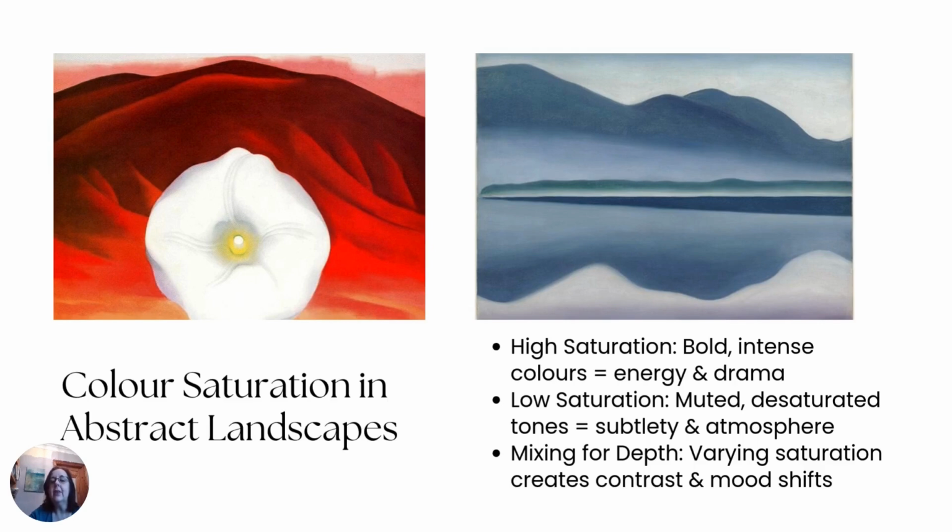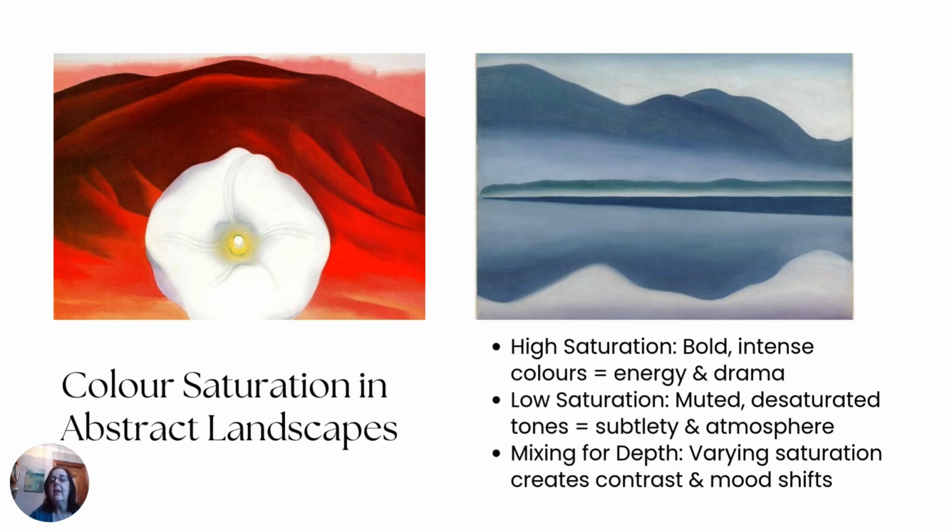Highly saturated colours, like bold reds, bright yellows and vibrant blues bring energy, excitement, and impact. They demand attention. In contrast, desaturated colours like soft greys, dusty blues, and muted earth tones bring a sense of subtlety, calm, or even melancholy. They create atmosphere, mystery, or a feeling of distance, like mist rolling over hills or the fading light of dusk.